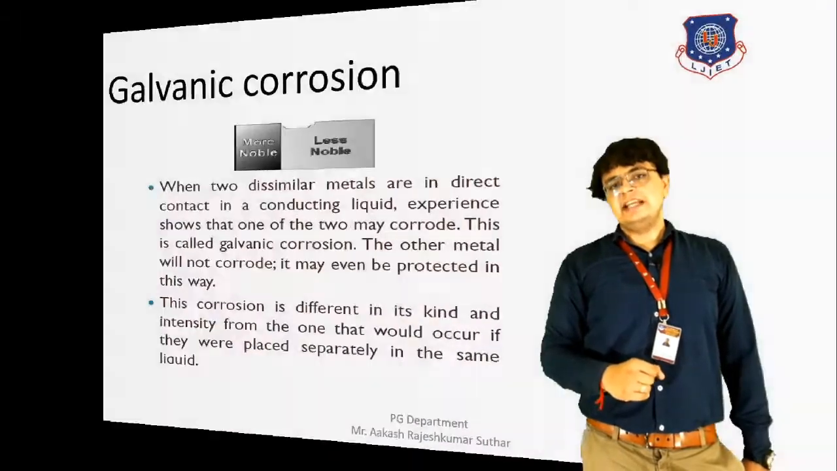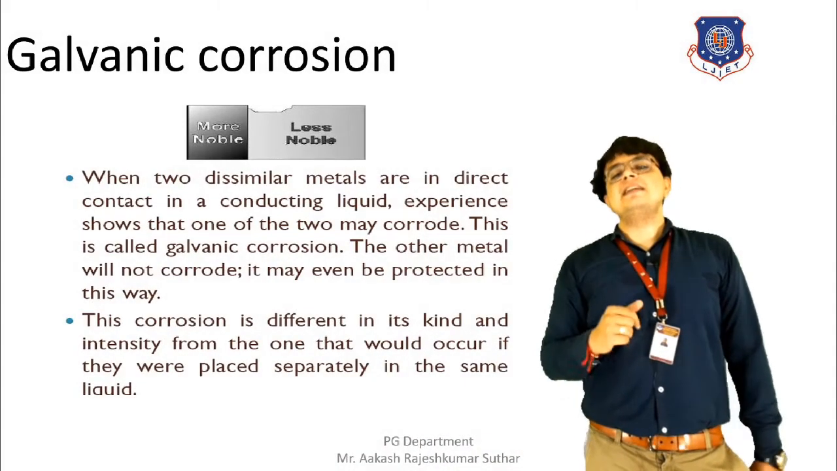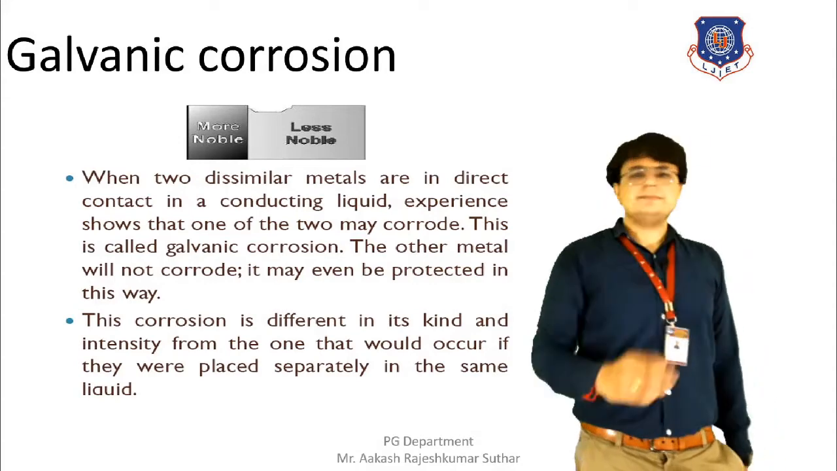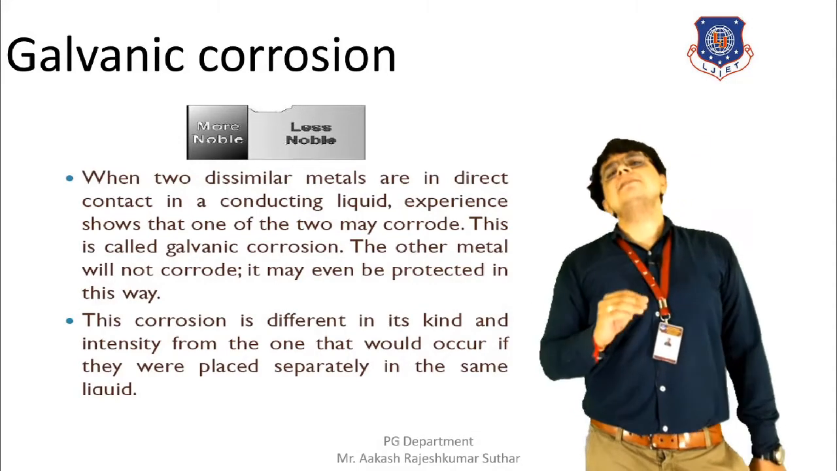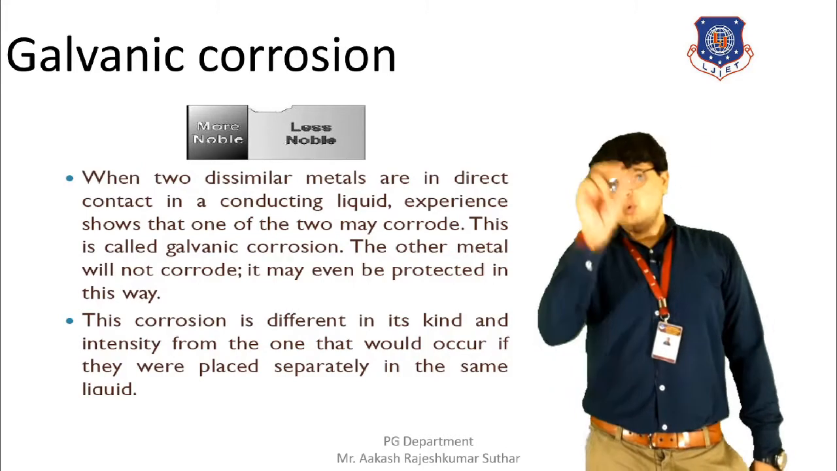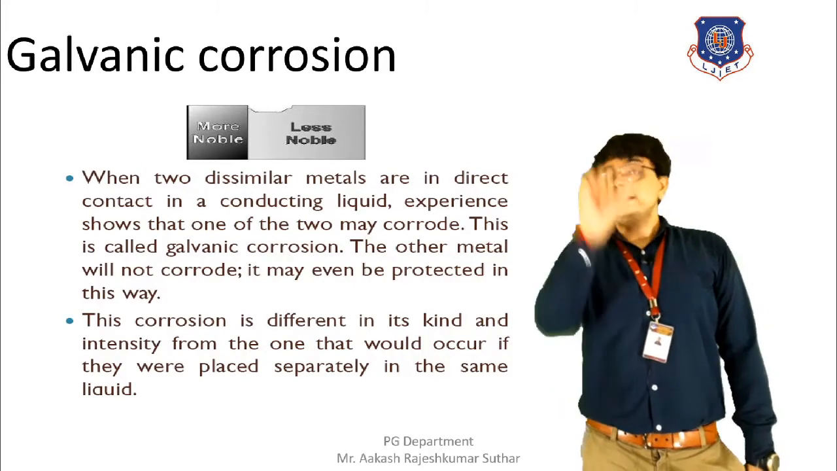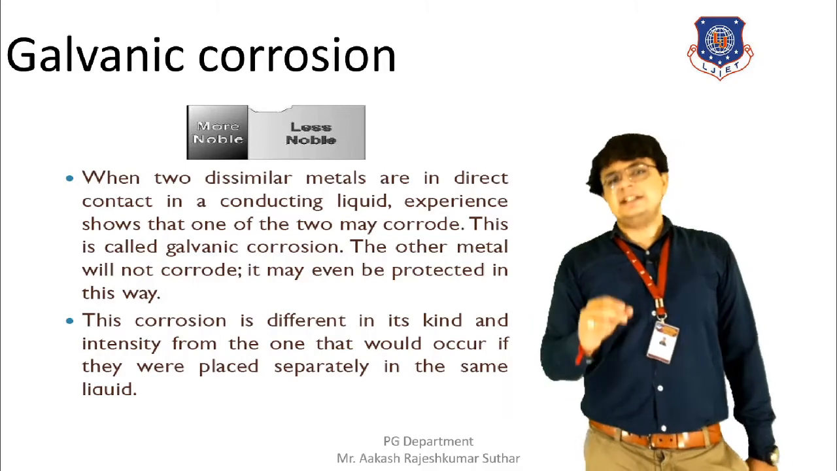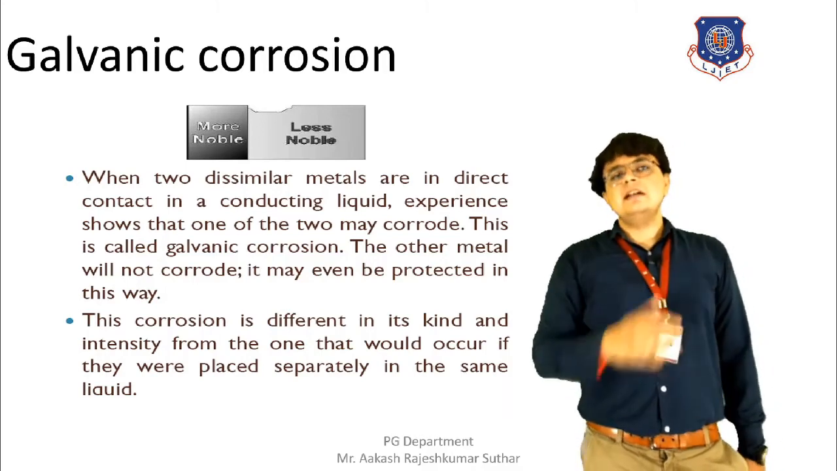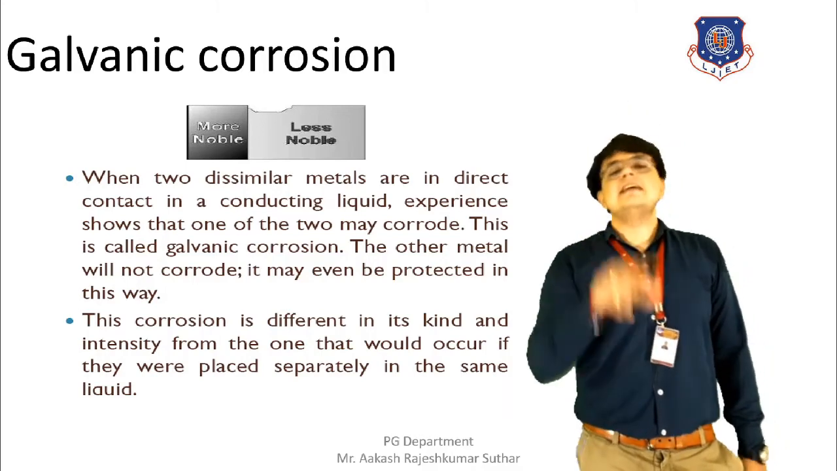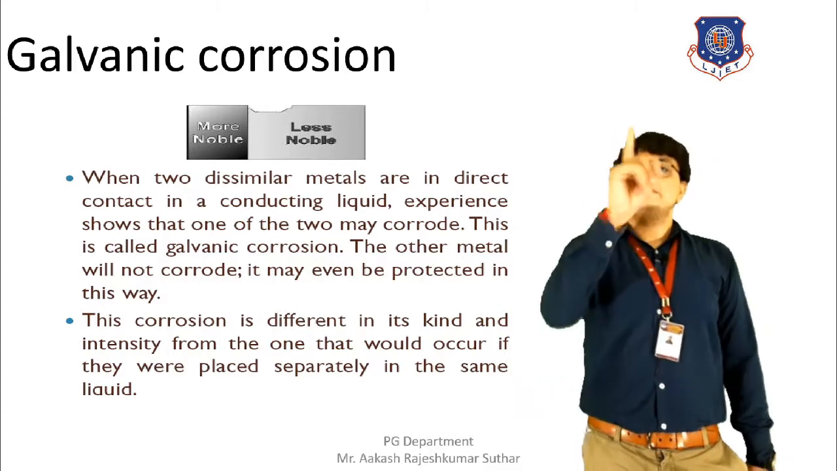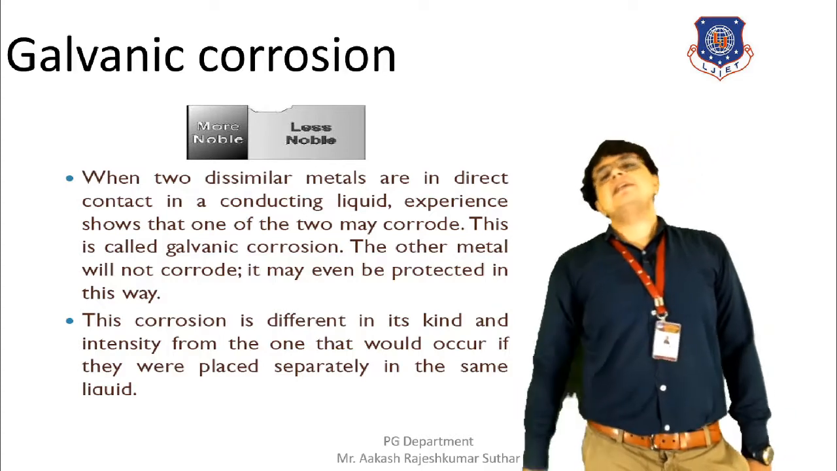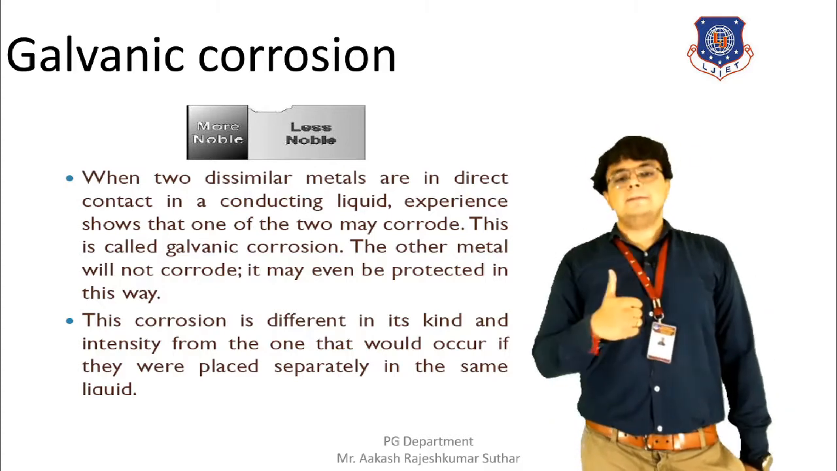Moving towards the next type of corrosion, that is the galvanic corrosion. Here, the key component is the dissimilarity in the materials. When the two materials have different properties, or we can say that two dissimilar materials are dipped in the same solution, then under such conditions, the galvanic corrosion will occur.